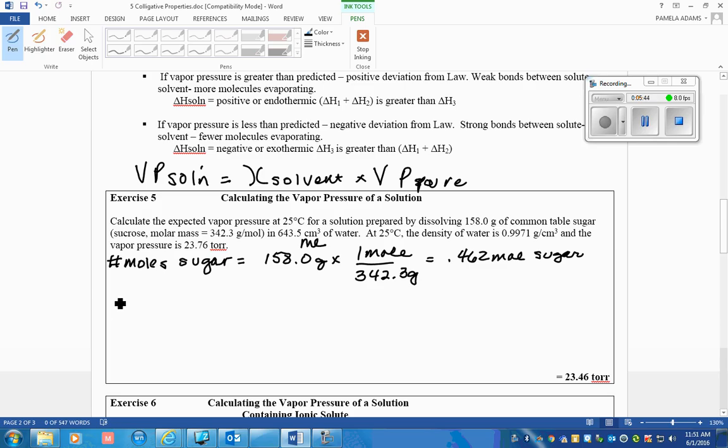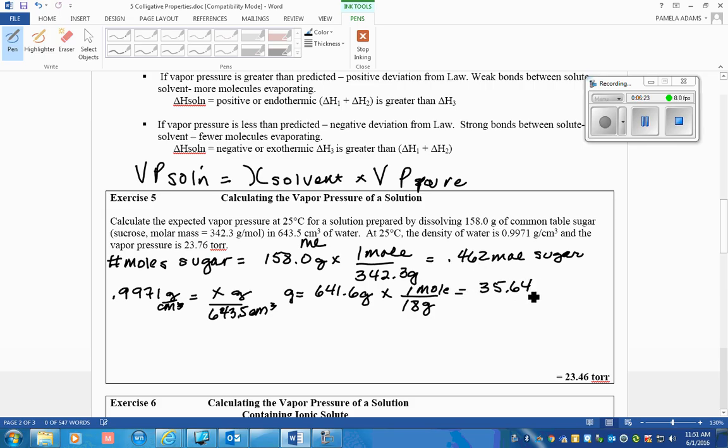Before we can figure out the moles of water, we have to figure out the grams of water. We have the density, 0.9971 grams per centimeter cubed. We would like to know the number of grams, and we do know that the volume is 643.5 centimeter cubed. So the number of grams is equal to 641.6 grams. To find the number of moles, we use the molar mass of water, and so we have 35.64 moles of water.